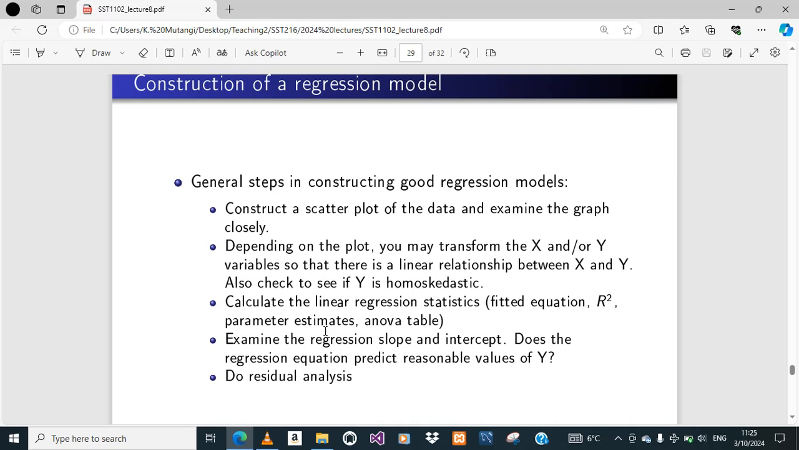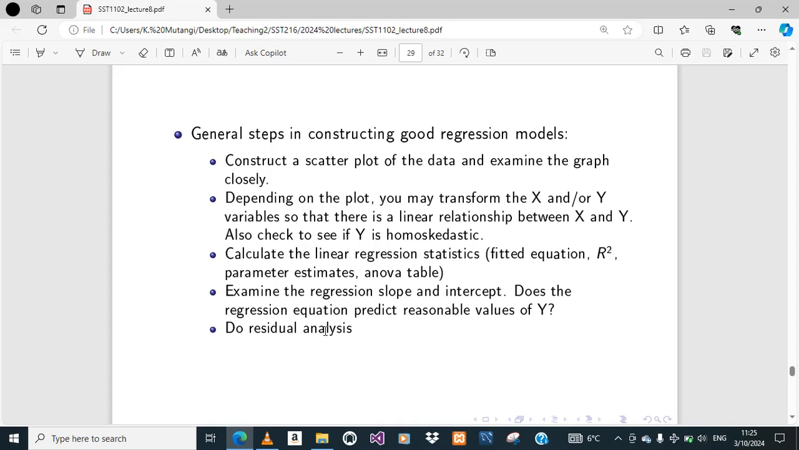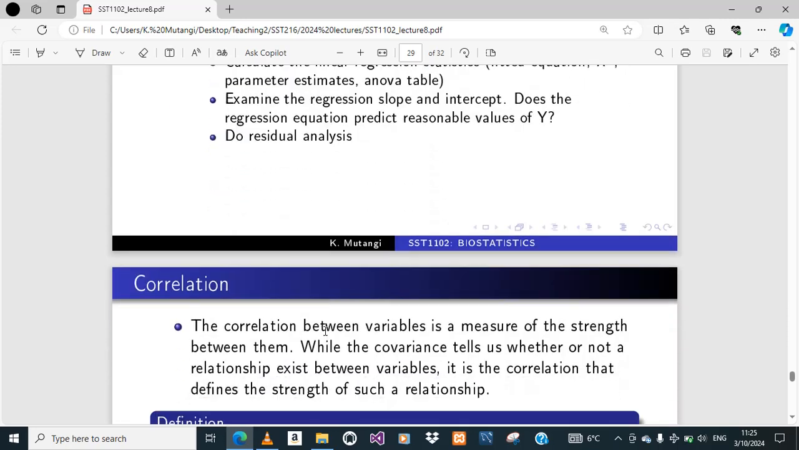You then calculate the linear regression statistics: the fitted equation, R squared, parameter estimates, and the ANOVA table. Next, you examine the regression slope and the intercept. Does the regression equation predict reasonable values of y? You then have to do residual analysis to see if the fitted model was okay based on the data that is given.